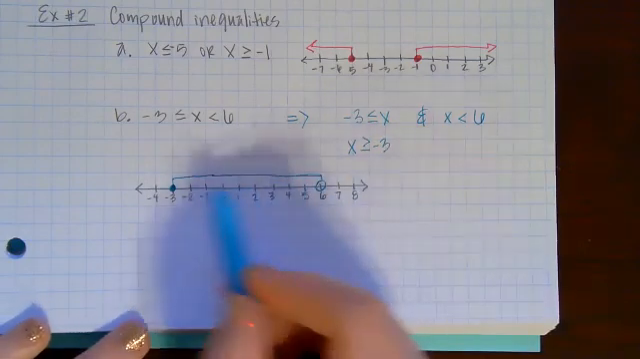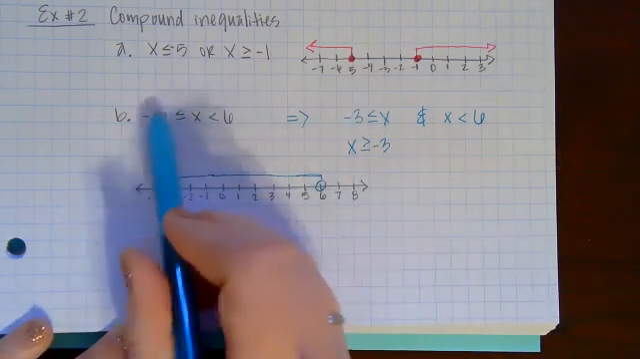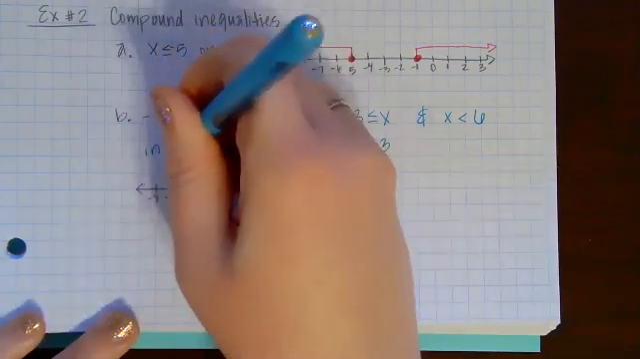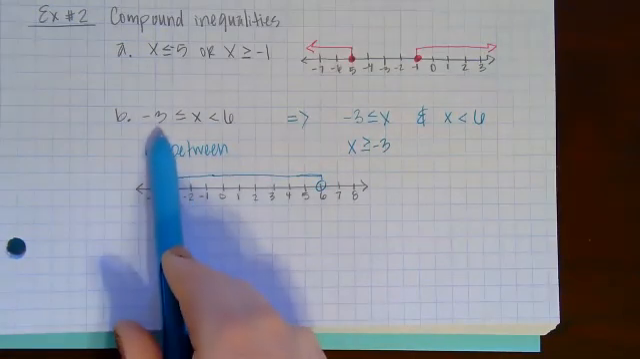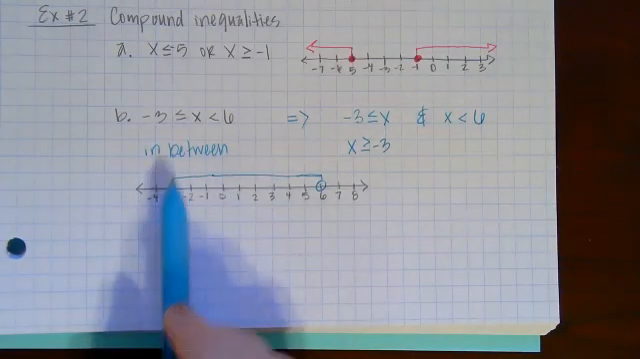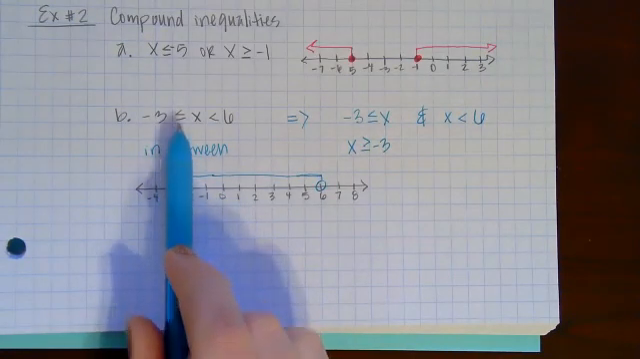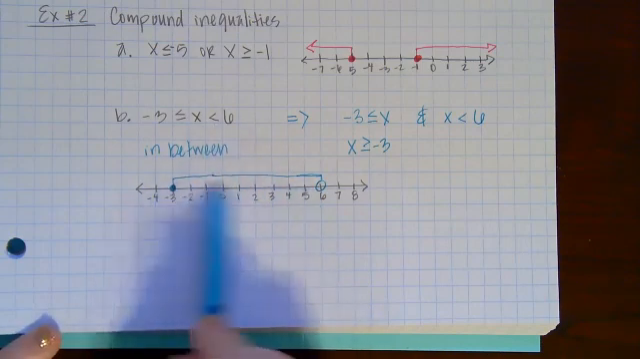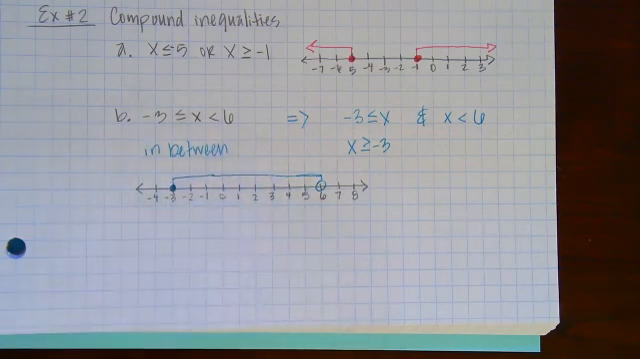Now, if you want to remember from now on, this means in between. Wherever you see this notation, it means in between. Then now you can know, okay, I'm going to graph the -3, solid circle, because the equal to. I'm going to graph the 6, open circle, because no equal to, and then I'm going to shade in between. That works as well. Okay, so that's compound inequalities.